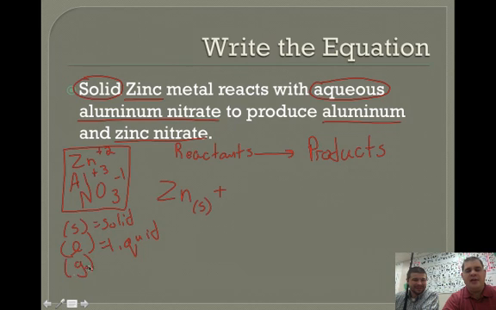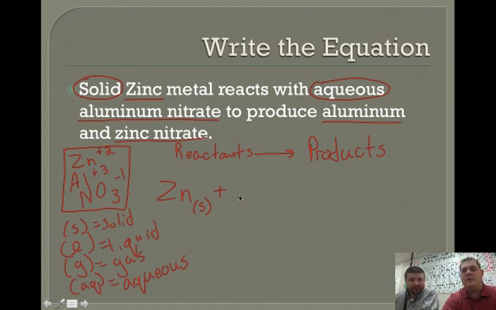G is gas. The only tough one is what we call aqueous, AQ. Aqueous just means it's dissolved in water, so it's a solution. In this case, aluminum nitrate is dissolved in water. The water does not play a part in the reaction, but the aluminum nitrate is dissolved in water.